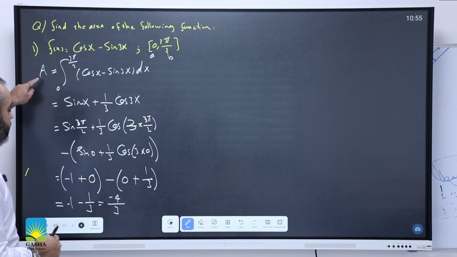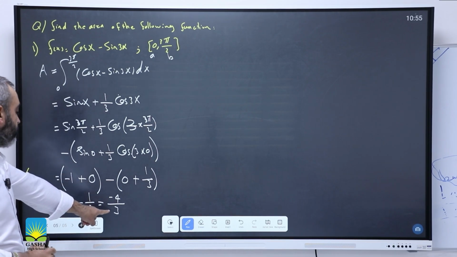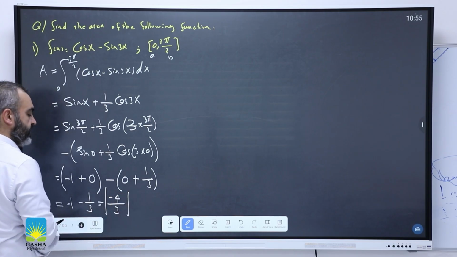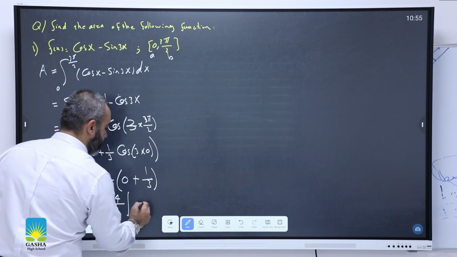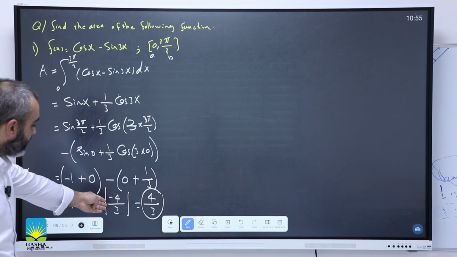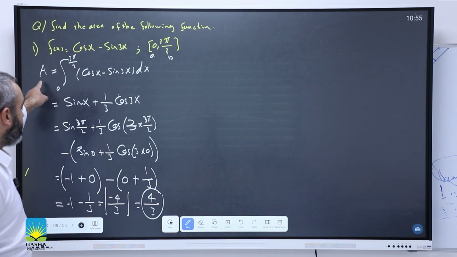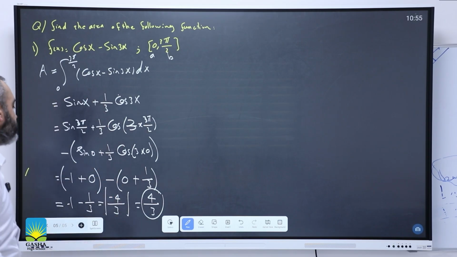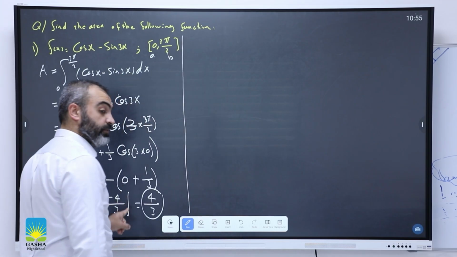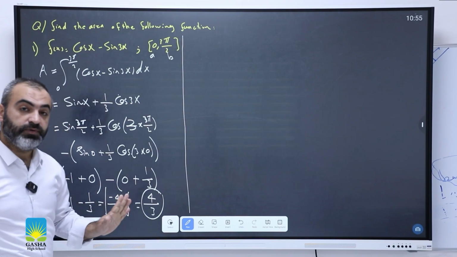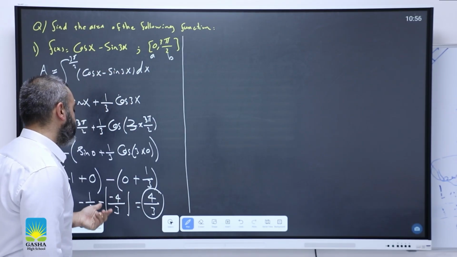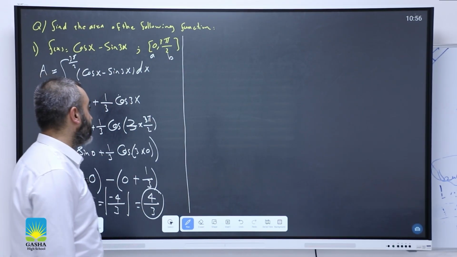But I say the area must be positive. The result is negative, so we use the absolute value of the result, which is 4 over 3. If the result of the area is negative, we use the absolute value of the result, right? Remember this, because the area cannot be negative and cannot be 0. So we take the absolute value of the result.